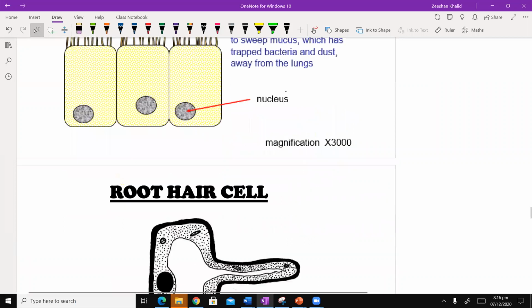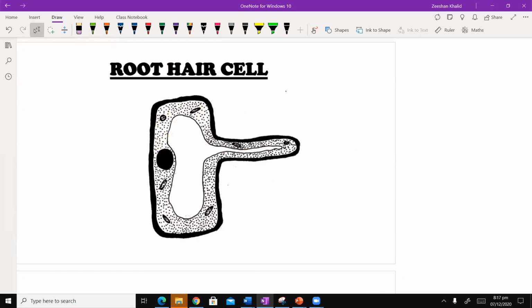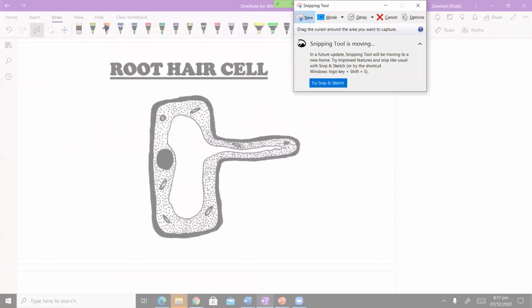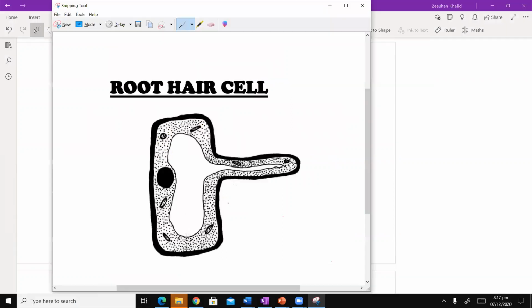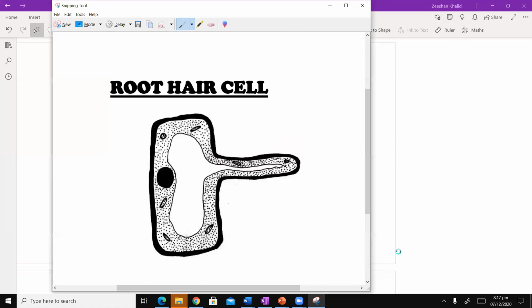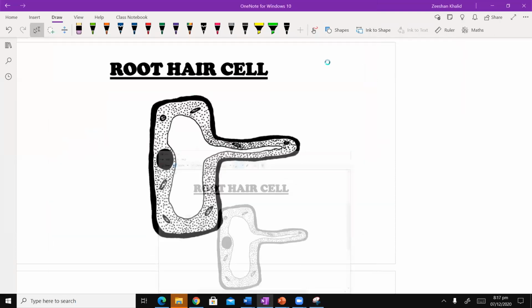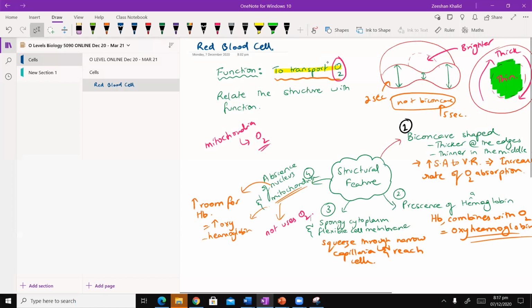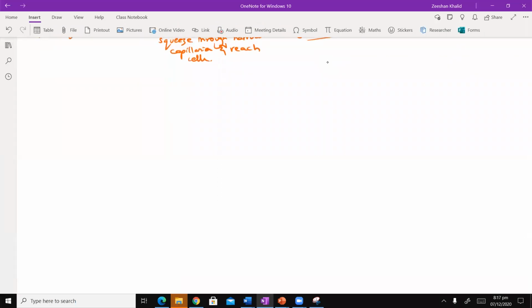But what we need to know is what this cell is all about, which is the root hair cell. So what I'll do is I'll quickly take a snapshot of this and paste it on the next page that I'm using so that you can have them as consolidated notes once and for all. Okay, so the next thing that we are talking about is none other than the lovely root hair cell.